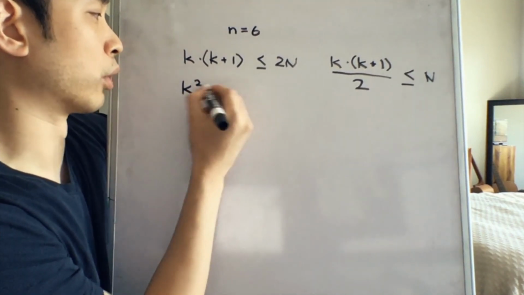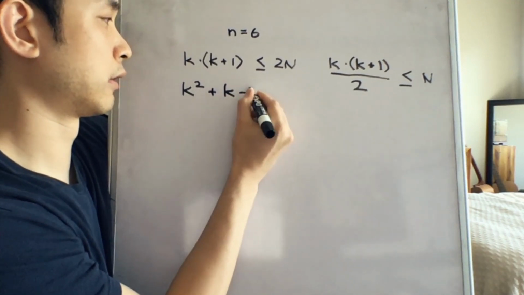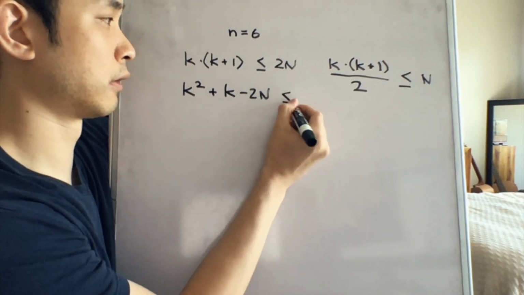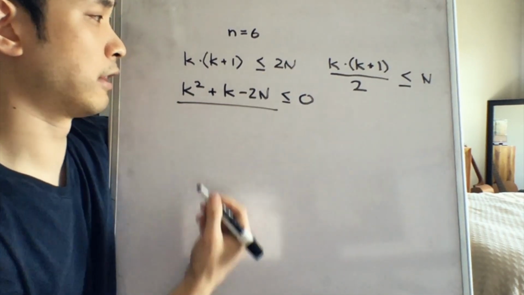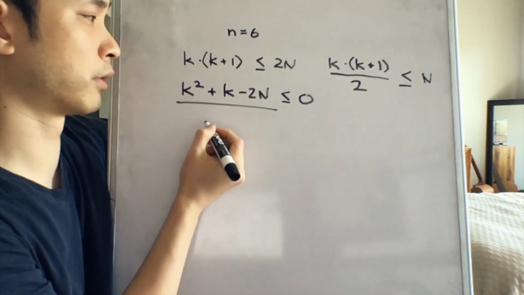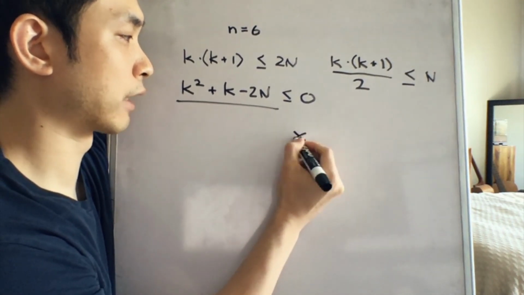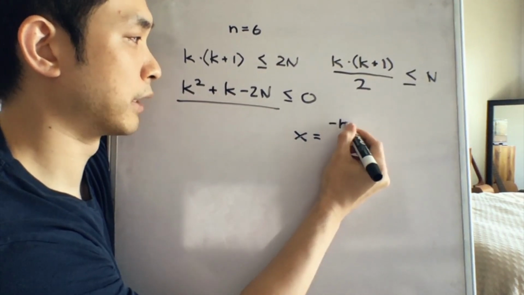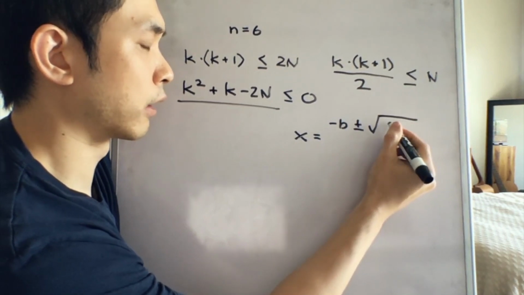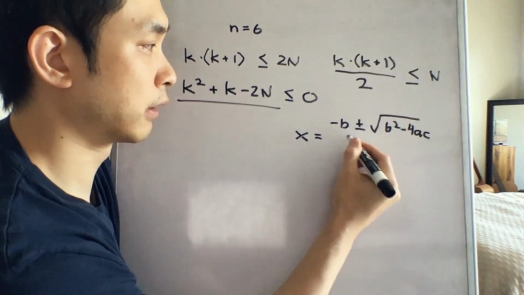And we could expand that, taking the 2n to this side, to look something like this. And this is a familiar equation, right? We could use the quadratic formula to figure out what the k is. If you recall, the quadratic formula is x equals minus b plus or minus, I think it was square root of b squared minus 4ac, over 2a.